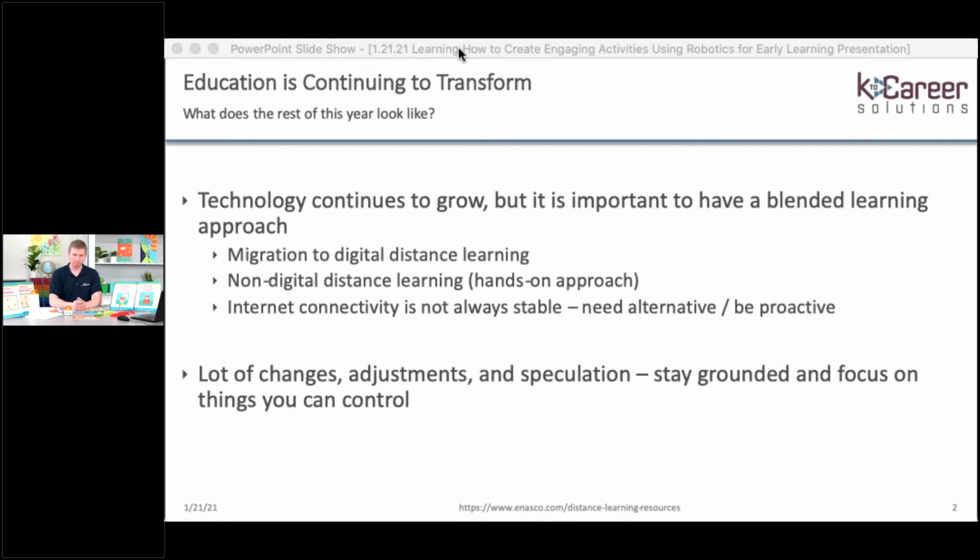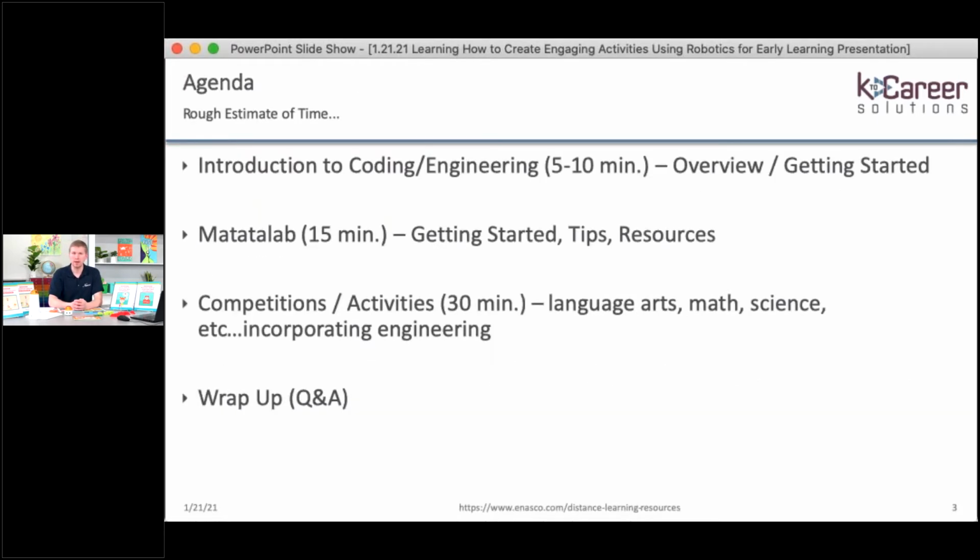So let's talk about the agenda today. We're going to talk about the introduction to coding and engineering. This is going to be more or less a quick overview. Some of you already know this, that's great, but I might touch on some points that maybe you haven't heard of, and that's okay. We're going to be mainly focusing on Matatalab, so that's what I have out here in front of me, but I'm definitely going to talk about different examples that you can use that don't necessarily require a product either. So stay tuned for that.